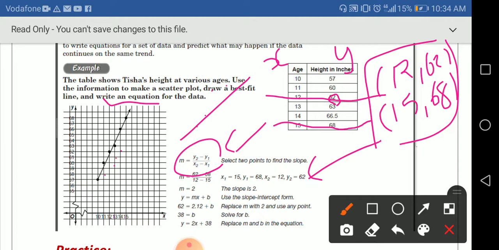So this is x sub 1, this is y sub 1, this is x sub 2, this is y sub 2. 68 minus 62 over 15 minus 12. Or why did you write it here another way? It's the same. Okay, so I write it here.